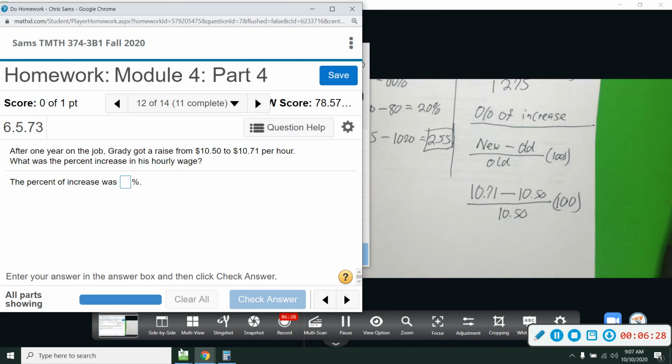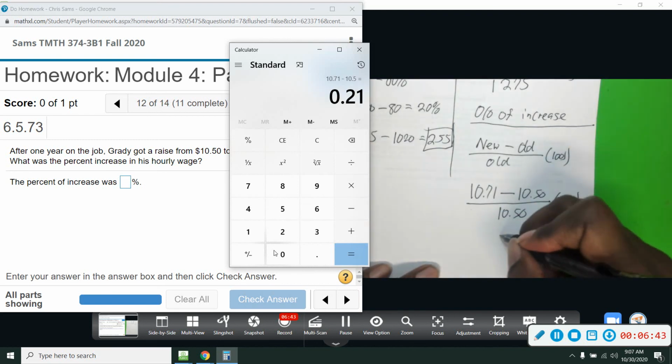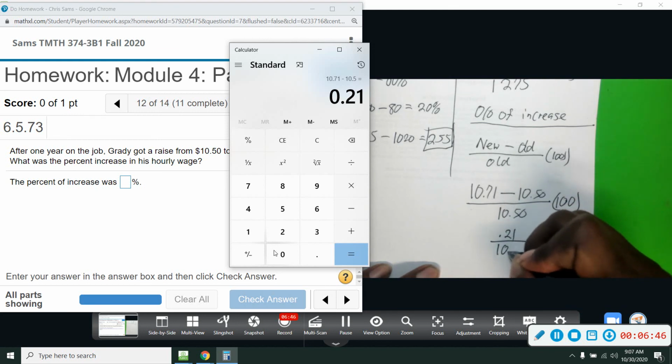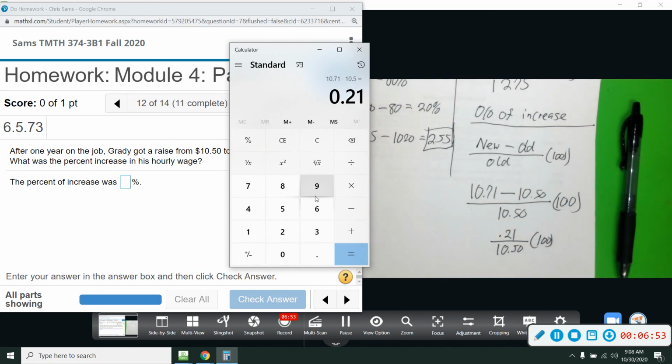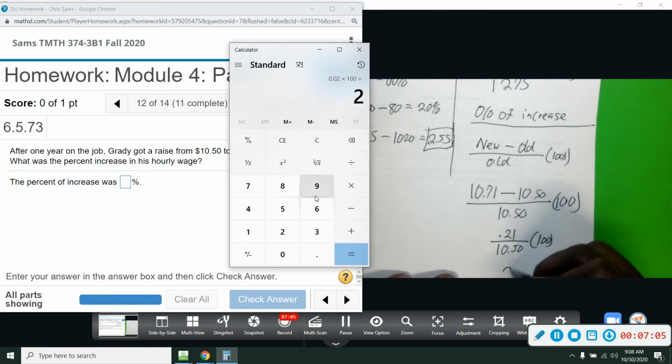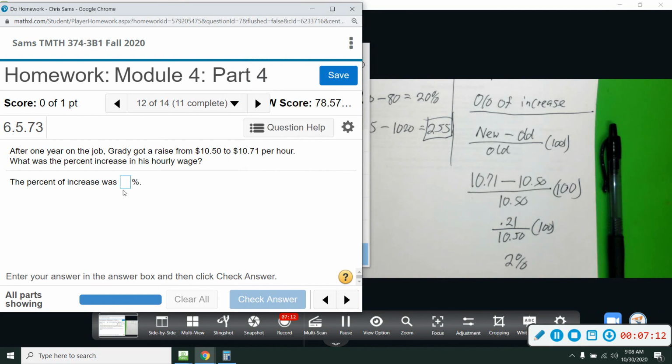So we're going to do 1071 minus 1050. That gives us a difference of 21 cents divided by 1050 times 100. So we're going to do this divided by 10.50 and then times 100. So that gives you a 2% raise. So 2% raise, percent of increase was 2.